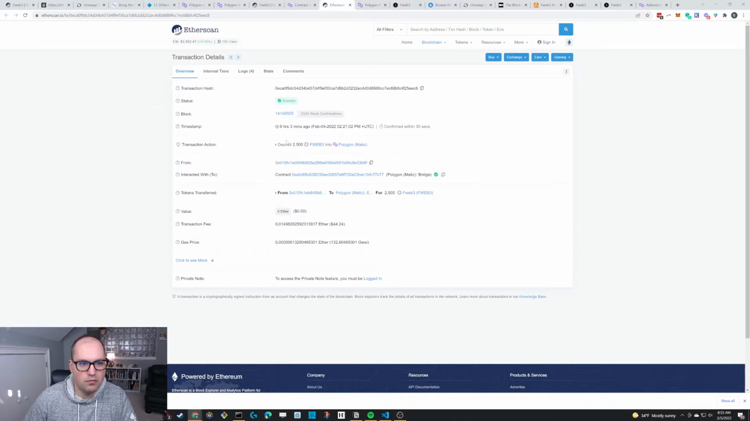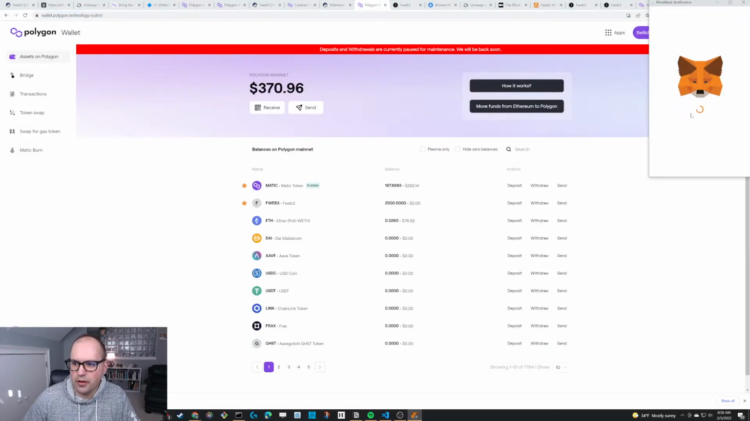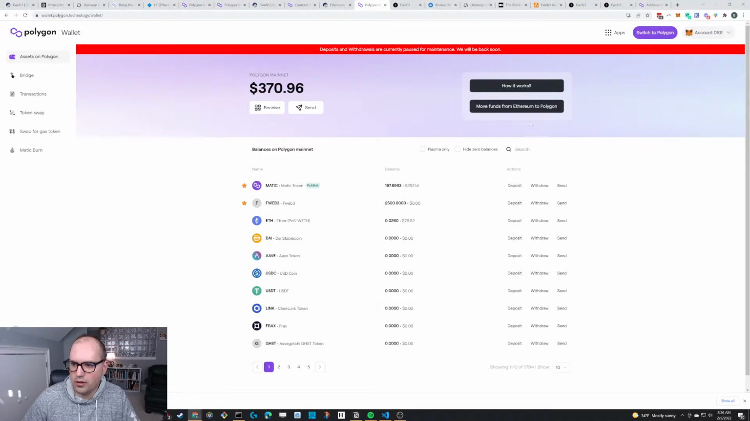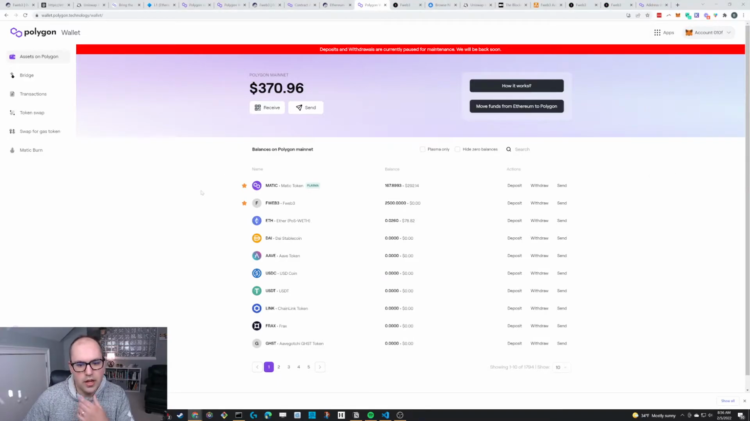So what I meant to show you was this bridge transaction. This is what I did here. About a day ago, I put this transaction on. I transacted 2,500 Fweb3 onto Polygon. It got confirmed and worked, and it got moved over. Now I'm going to switch over to the Polygon network and use my wallet here. Cancel that transaction. And here it is.